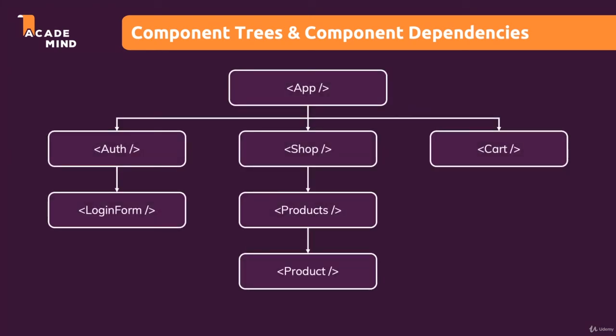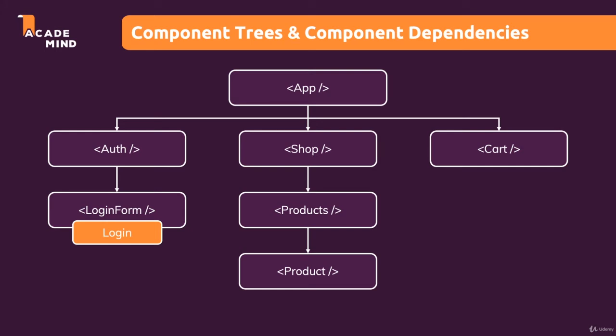We could have an app with an app component, with, let's say, an auth section with a login form, with a shop section where we have a list of products in which we render individual product items, and with a cart. Now, in the login form, we might have the login event when the user fills out the form and submits the form, and we validate the data and find out that the user is logged in.